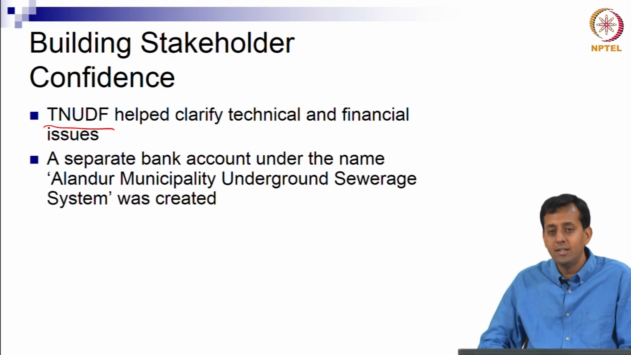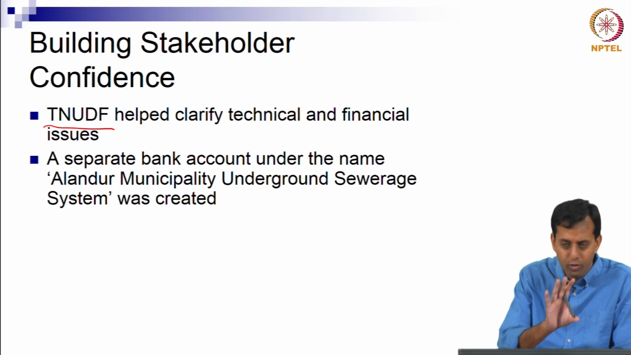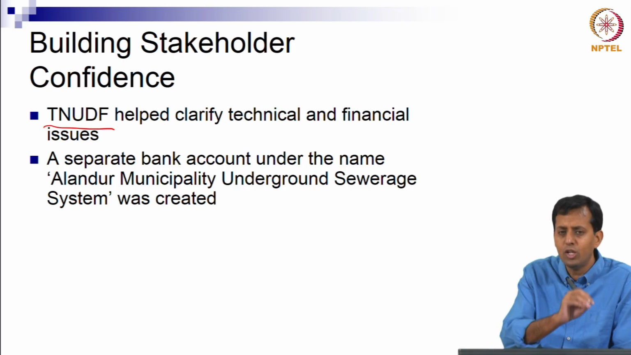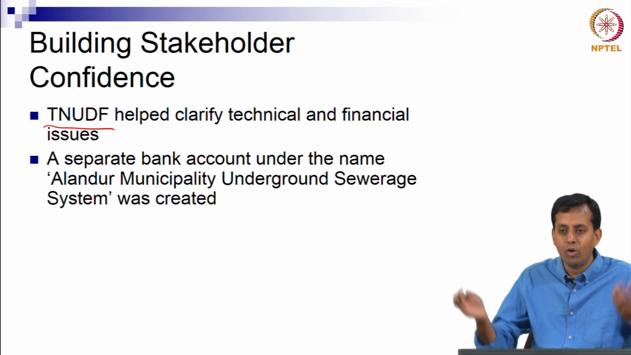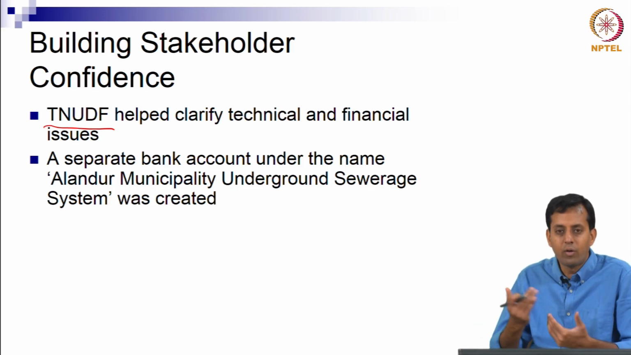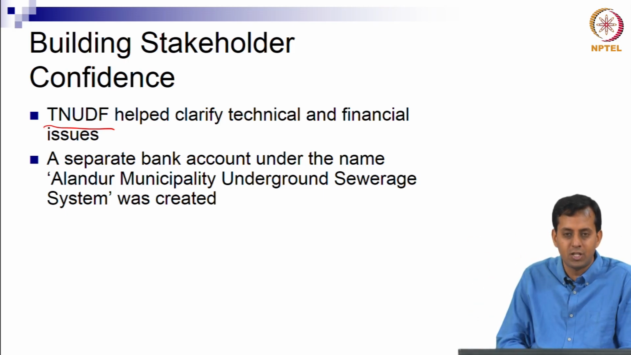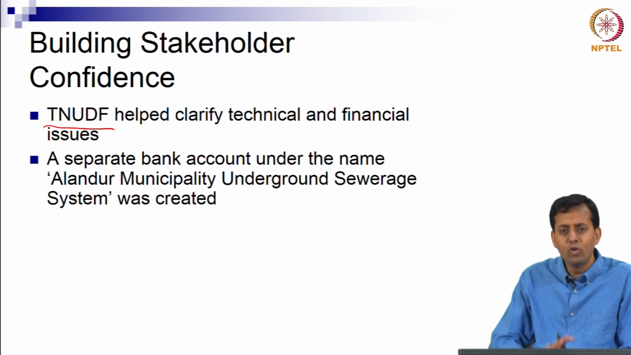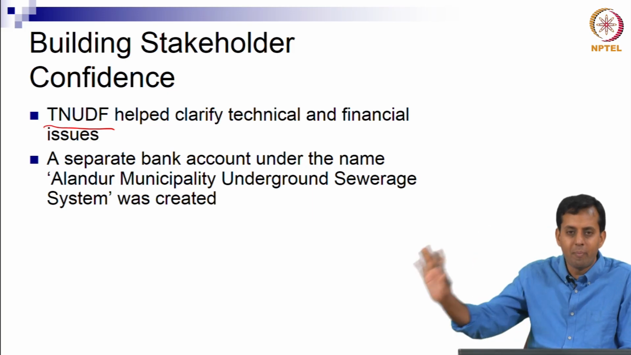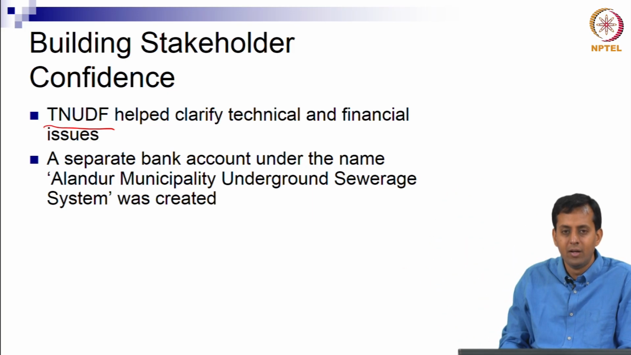The second issue that came up is, okay, all of this is fine, and I know that you need this project, but how will you guarantee to me that this money will be spent wisely? Because if I give it to the municipality, it goes into the municipal account, and I don't quite know whether my money is being spent for this or that, because you are doing all kinds of expenditures in the name of the municipality. So Alandur said, fine, we will create a separate bank account, so all of your money will go there. So be very clear that all of this money is actually going to go to build a sewerage system.